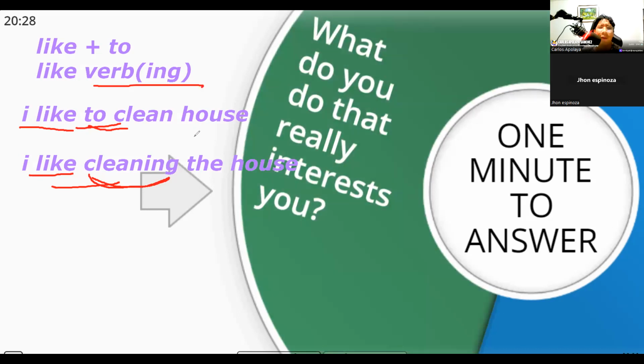Ahora, había unos que juntaban los dos y tenían doble significado, o si no significaban lo mismo. Ya me acuerdo. Como el start, que significaba lo mismo, pero en el caso de like cambia un poquito. Por ejemplo, si yo te digo, I like to clean my house, me gusta limpiar mi casa, quiere decir que tú limpias tu casa siempre. Y si yo te digo, I like cleaning my house, puede que yo limpie mi casa una vez al mes o una vez cada año, pero esa única vez que lo hago, me encanta. Esa es la diferencia.